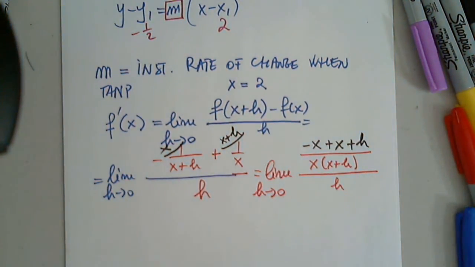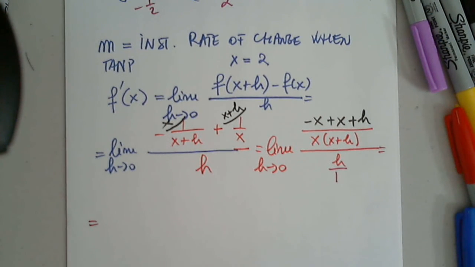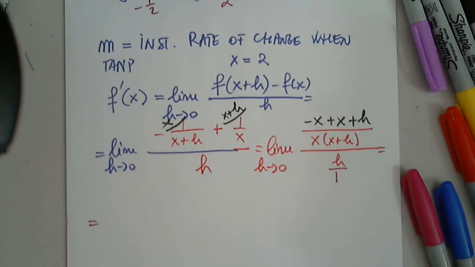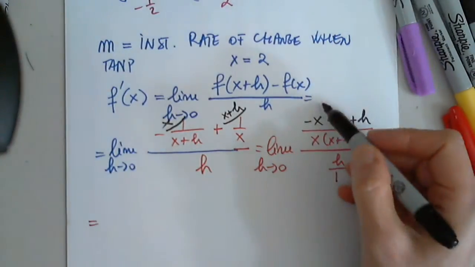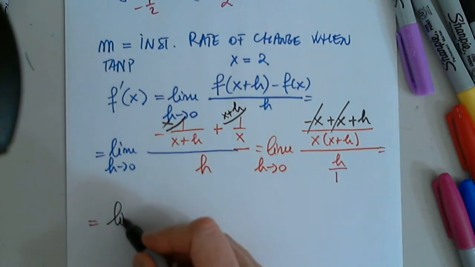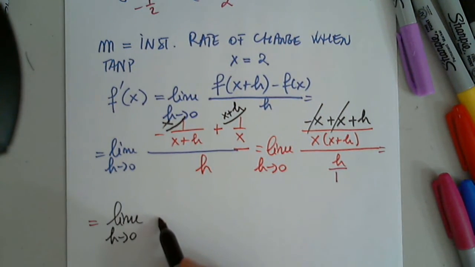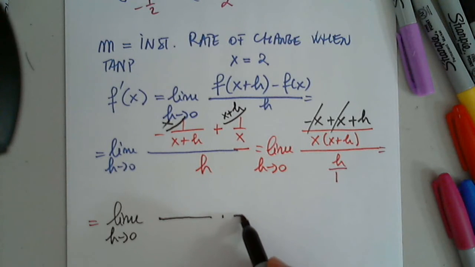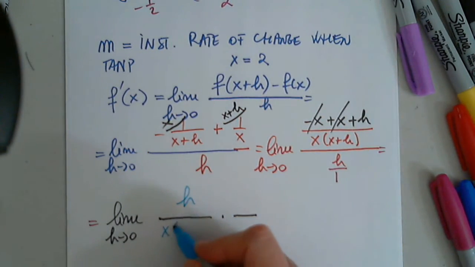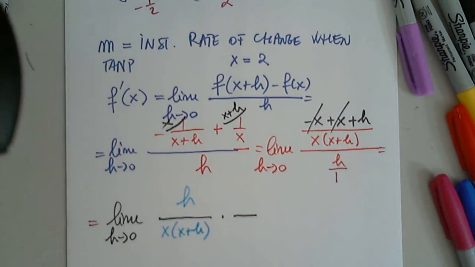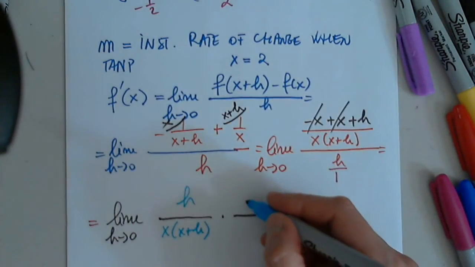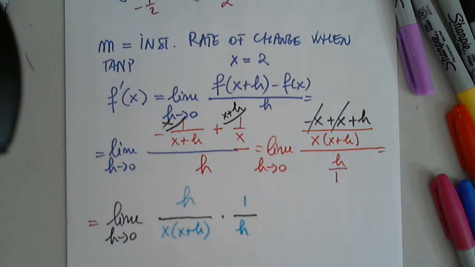Good. What do you expect to happen immediately at the top? And also remember, this is h over 1. The negative x and the positive x cancel out. So this is limit as h approaches 0. How do I divide two fractions? Multiply by the reciprocal. Very good. So the top is h over x times x plus h, and the denominator now gets flipped into 1 over h.